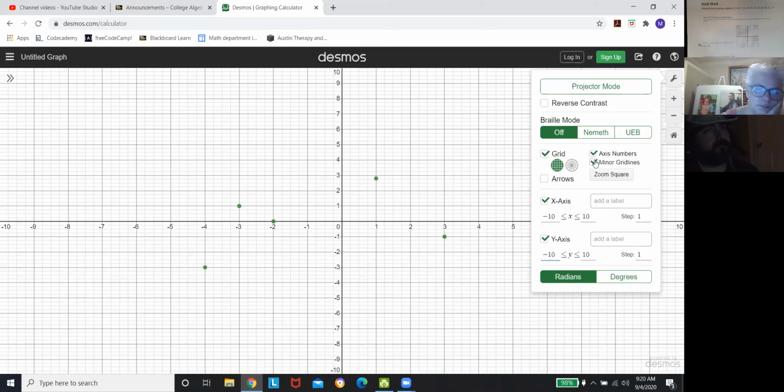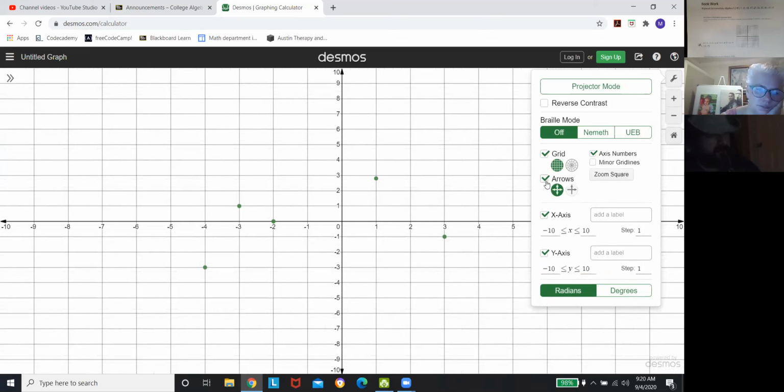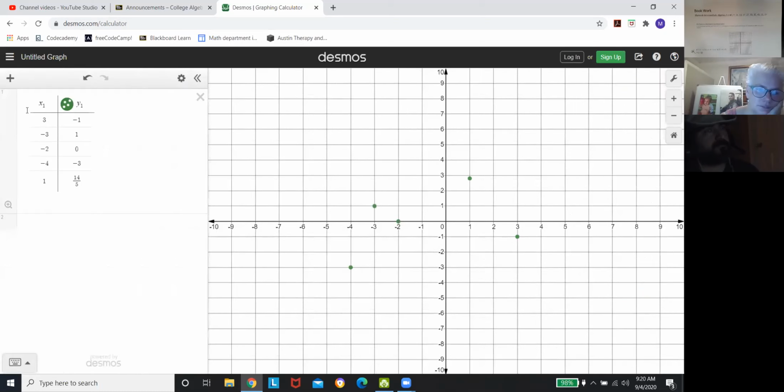I don't like those minor grid lines. We can take those out. There's a few things you can do and play around with in here. You can add arrows to your grid. The best way to learn is to get your hands on it. I don't know what else to tell you on that, but try these things out and see what it does. So this should be problem 3. Let me stop my screen share.